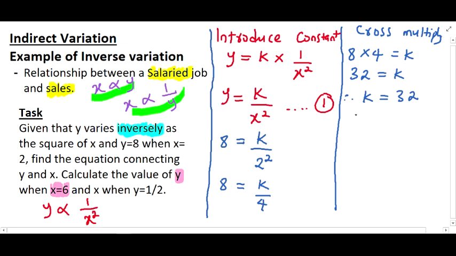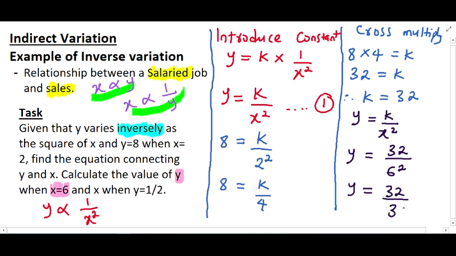So the general equation says that y is equal to k over s squared. Now calculate the value of y, which means y is missing. K is 32 and s is 6. So 6 squared, because of the squared in our equation. So y equals 32 over 6 squared, which is 6 times 6, and that is 36.